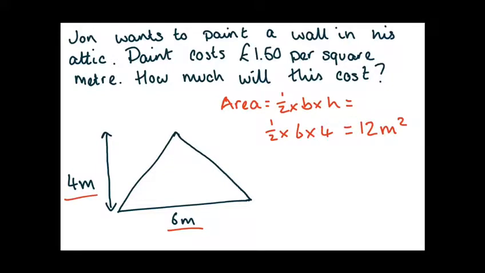So again, it's £1.50 per square metre. So that's £1.50, and we're going to multiply that by 12. So cost equals £1.50 times 12, which gives us £18.